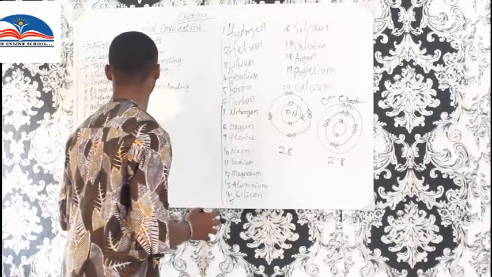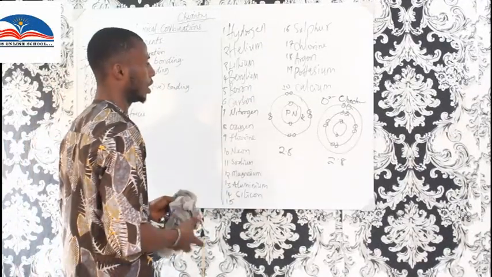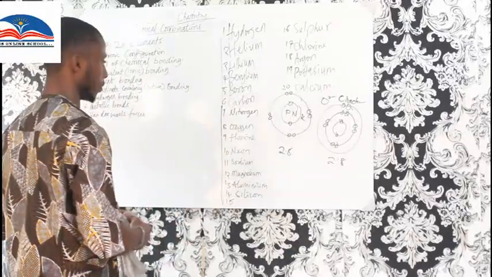Alright, let's move to the next point, types of chemical bonding. This is where we will note the types of chemical bonding.